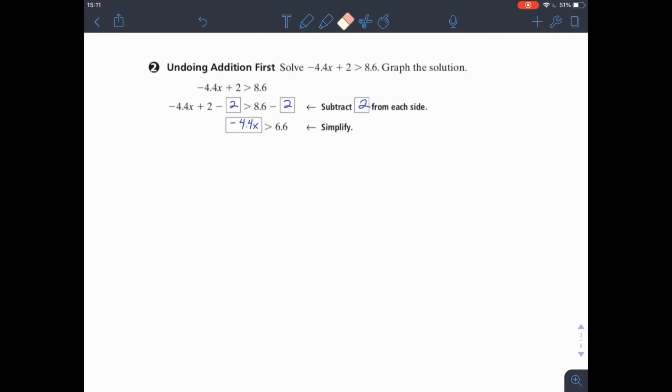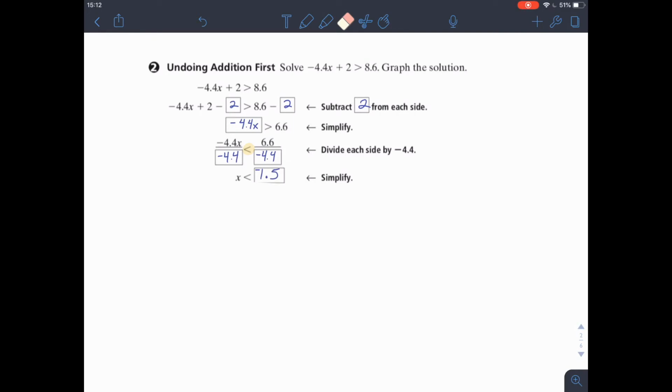Next, I see that we have multiplication. To undo multiplication by negative 4.4, I have to divide both sides by negative 4.4. Because I'm dividing by a negative number, I must reverse the direction of my inequality symbol. Otherwise, my answer to my inequality will no longer be true. When I divide that, I am left with x is less than negative 1.5.